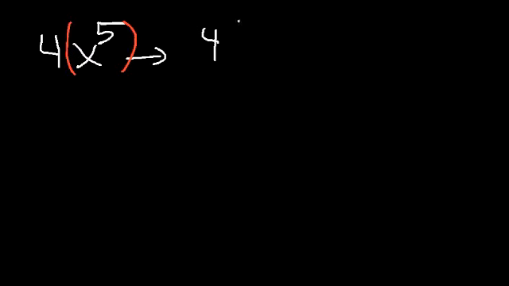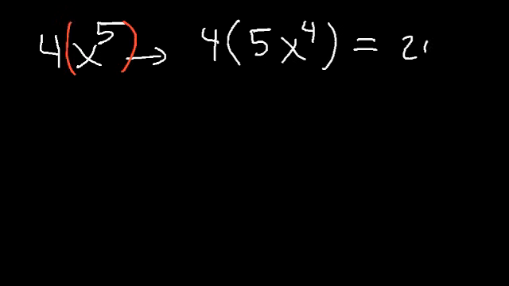Now let's say you have a constant in front of it. What do you think the derivative of 4x to the fifth is equal to? So what you should do is differentiate x to the fifth. The derivative of x to the fifth is 5x to the fourth. And then you can multiply 4 and 5 and you'll get 20x to the fourth power.